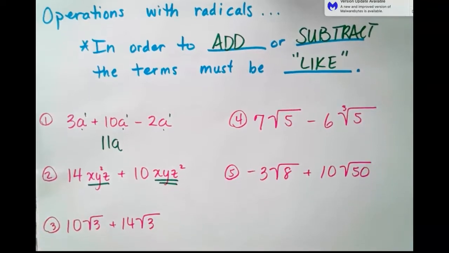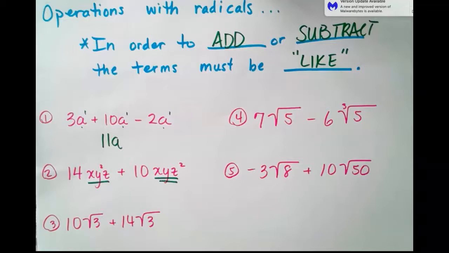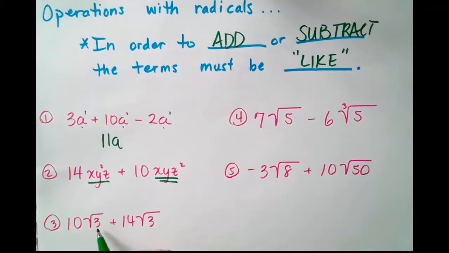Number 3. In number 3, we have 10 radicals of 3 plus 14 radicals of 3. How many rad 3 do we have altogether? The radical is not going to change. We're just going to combine the coefficients. 10 roots of 3 plus 14 roots of 3 is 24 square root 3.